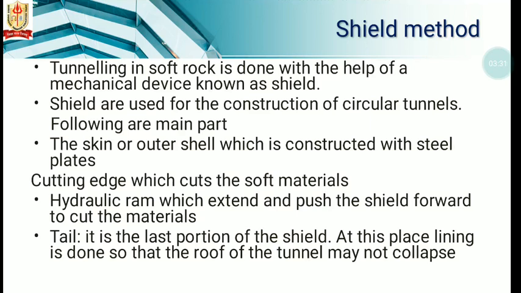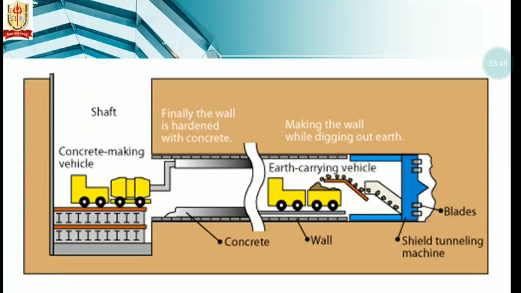Next is cutting wedges, which cut the soft material, and third is the hydraulic ram, which extends and pushes the shield forward to cut the materials. Next is the tail. It is the last portion of the shield, and lining is placed there so that the roof of the tunnel may not collapse. Next is the interior structure, constructed in such a way that it can take all types of stresses which come over it. Generally, it consists of ring girders which are braced together. So this is the complete structure of the shield method.